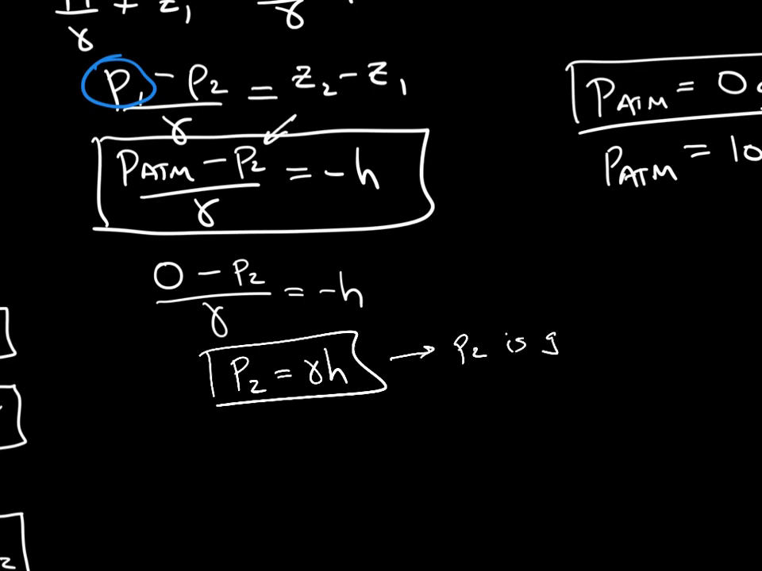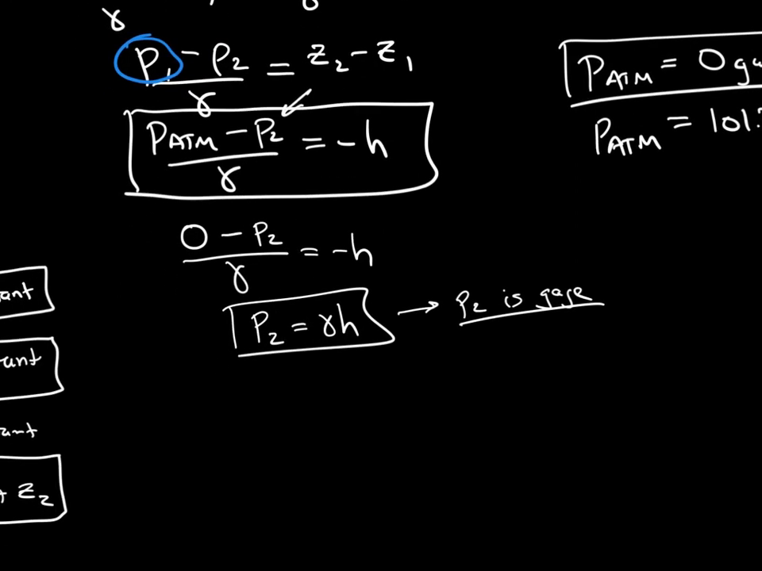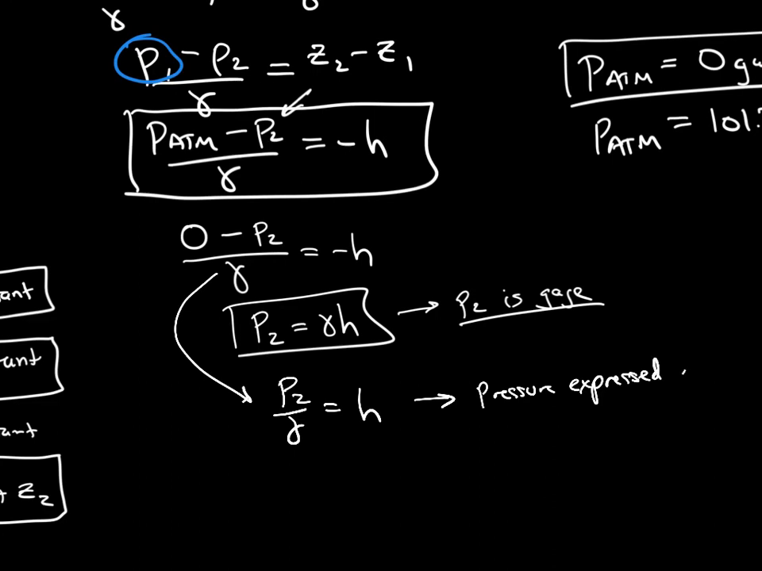P2 is gauge. Now, what this means, if I step back just a second to what we had a step before, is I had P2 over gamma equals H. So what I have here is pressure expressed as height. You can see it's expressed as a height, and this gamma is the specific weight of the fluid. So this is a height of a particular fluid.